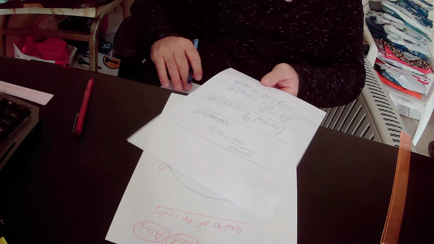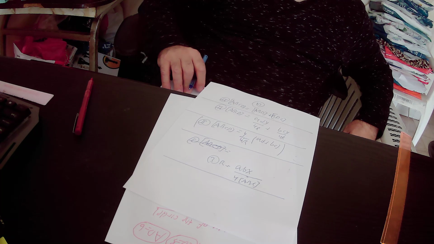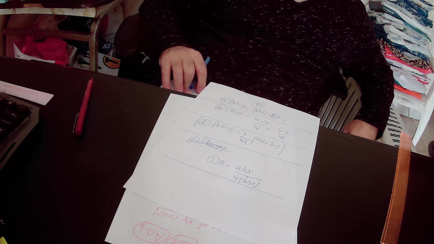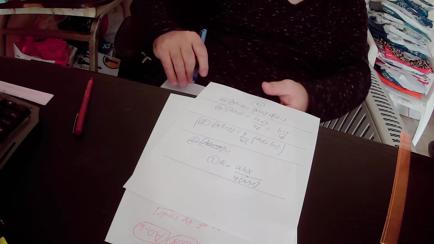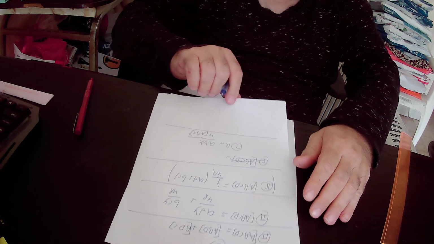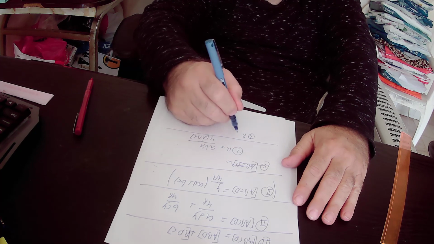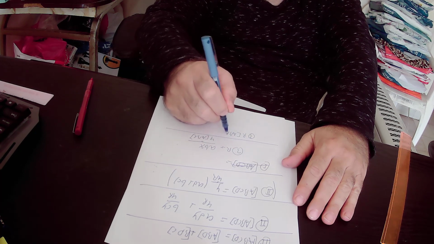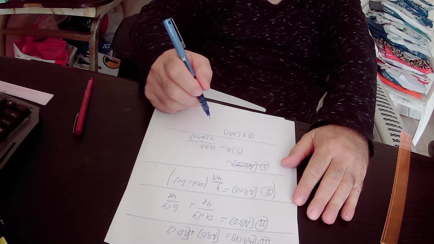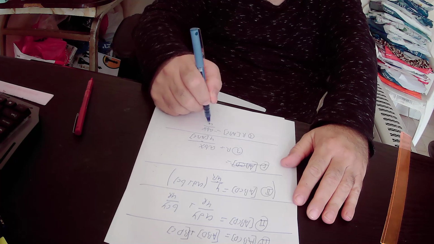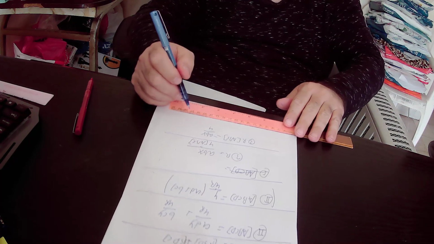So the radius of the circle that circumscribes triangle ABC according to rule number 3 equals ABX over 4 times the area of triangle ABC. Here we will multiply equation number 3 by the area of triangle ABC, and we will get that R times the area of triangle ABC equals ABX over 4.